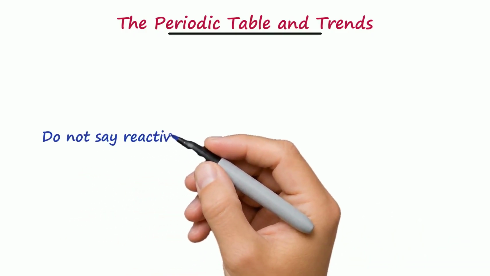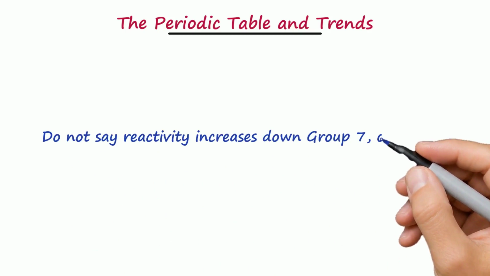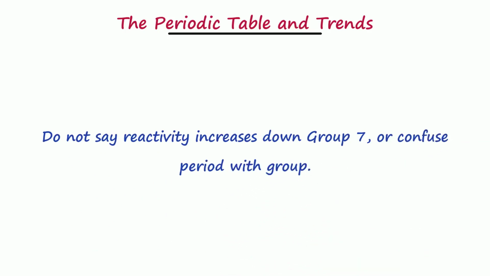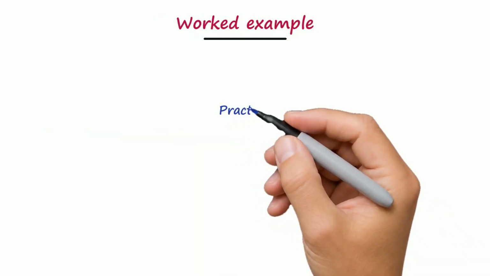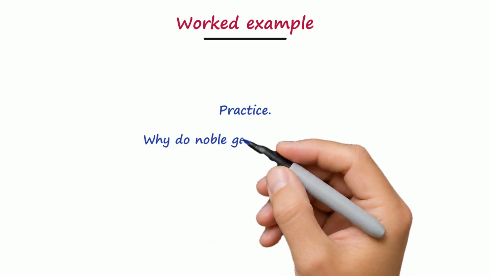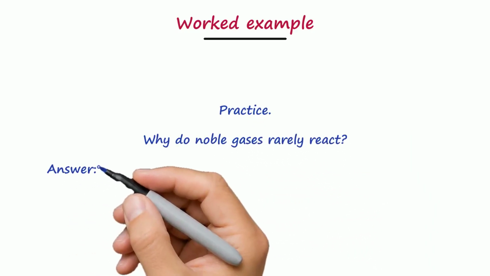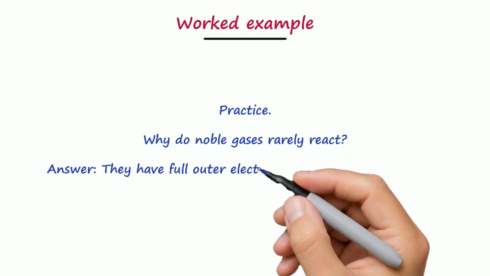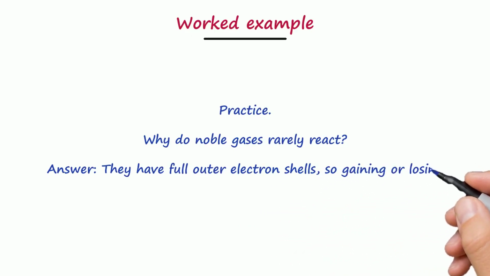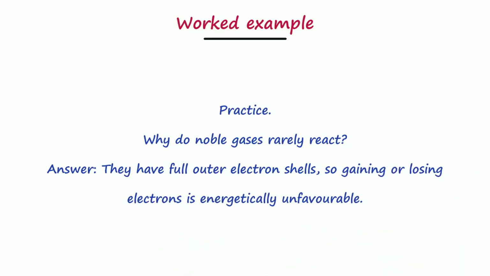Do not say reactivity increases down group 7, or confuse period with group. Practice. Why do noble gases rarely react? Answer: they have full outer electron shells, so gaining or losing electrons is energetically unfavorable.